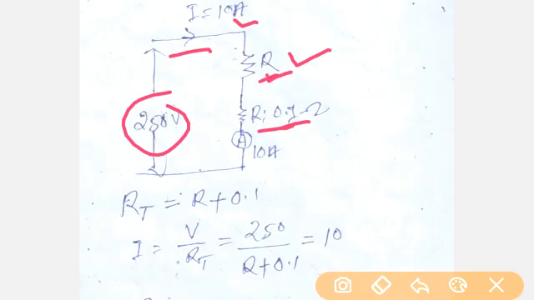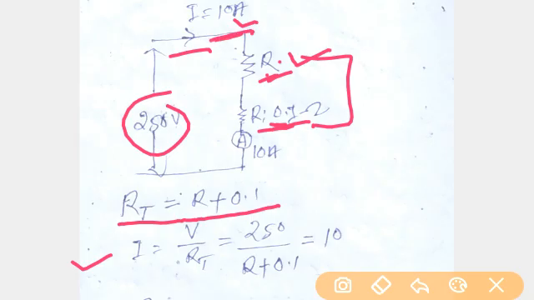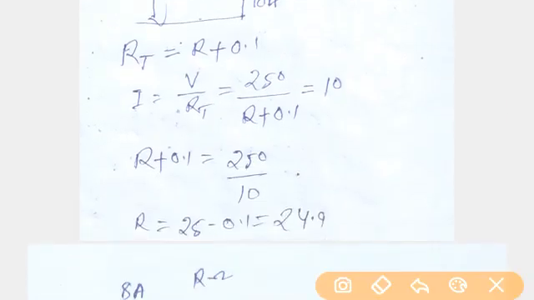We know that the total resistance will be R plus 0.1 ohm, as they are in series. So the total resistance RT equals R plus 0.1, and the circuit current, which is given as 10 ampere, equals V by RT, 250 divided by R plus 0.1, equal to 10. Calculating this, we get R equal to 24.9 ohm as the correct answer.